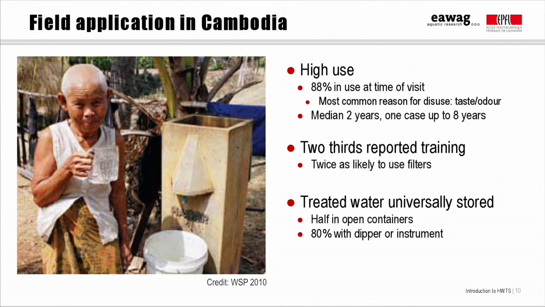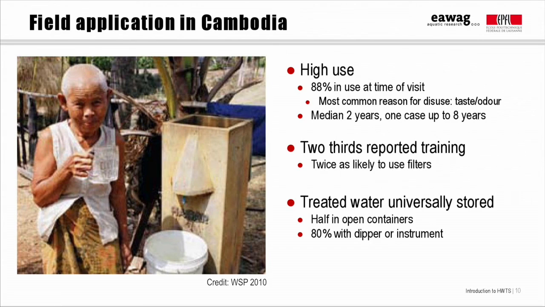The evaluation found high use of the biosand filters. 88% of them were in use at the time of visit. And of the 12% that weren't in use, the most common reason was dissatisfaction with the taste or the odor or the color of the treated water. The filters had been in place for a median of 2 years, and in one case had been in use for 8 years.